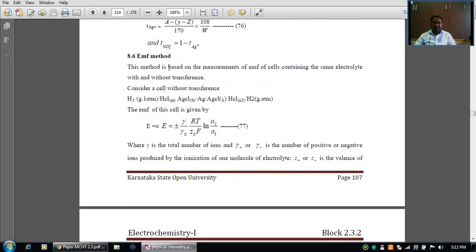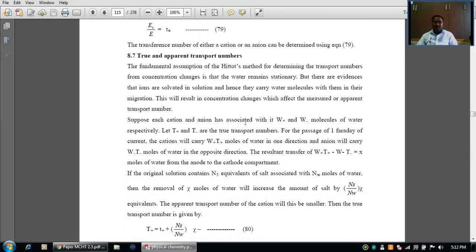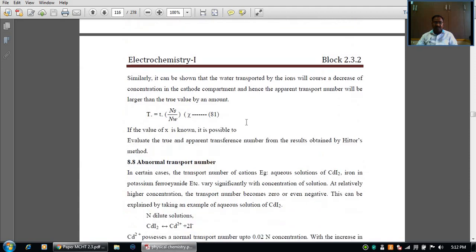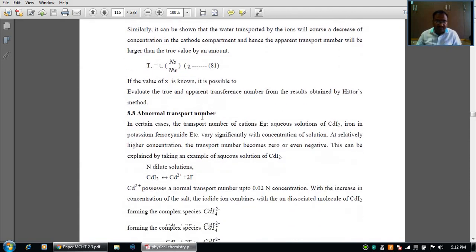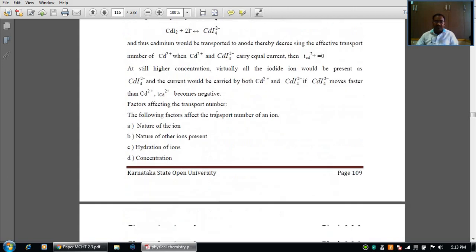In the EMF method, the method is based on measurement of the EMF of cells containing the same electrolyte with and without transference. These are the true and apparent transport numbers. Concentrate on this for 2 marks. For abnormal transport number, we take a simple example: cadmium iodide. Cadmium iodide dissociates to form Cd2+ and 2I-. By considering this equation, we explain the abnormal transport number.